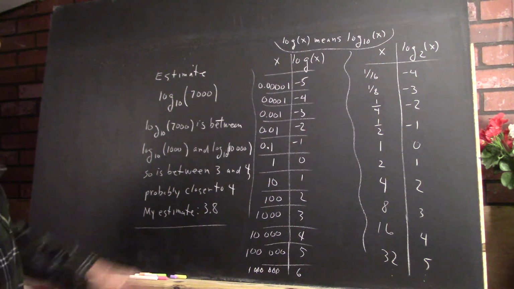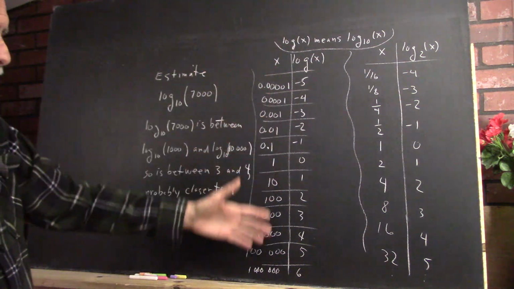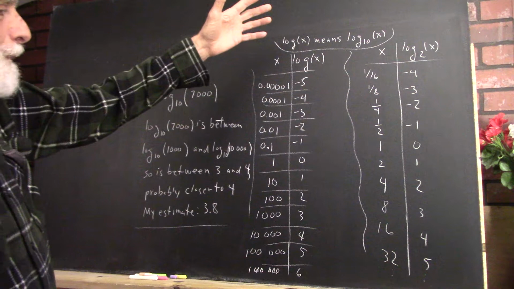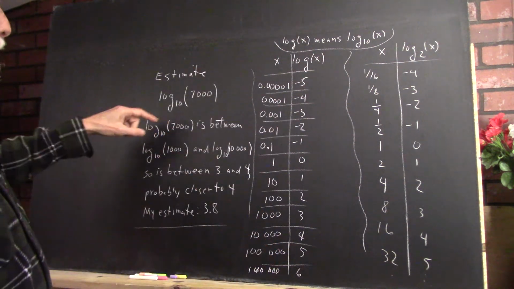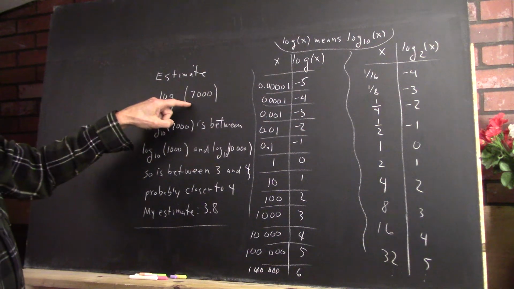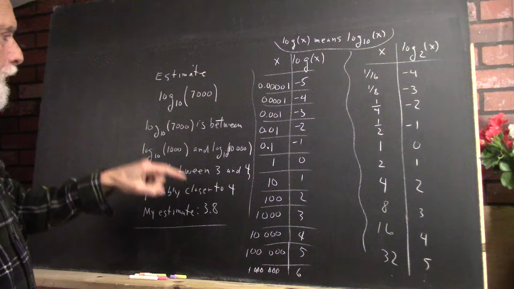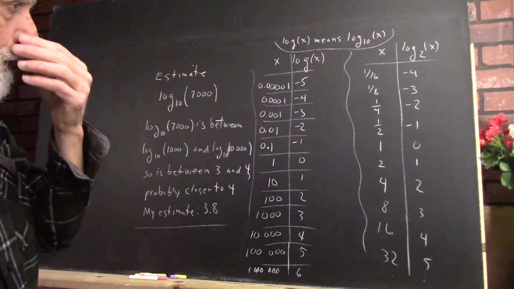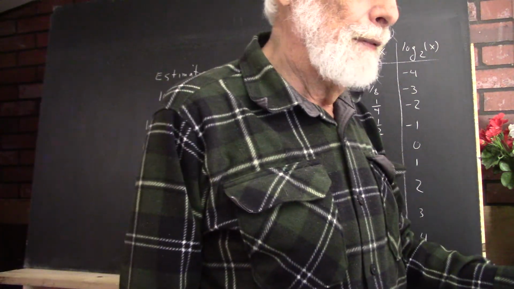Again, just the idea of understanding that this is a log table. Once you get used to base 10 logs, you don't really need a table to figure out that 7,000 is between 1,000 and 10,000. And the log of 1,000 is 3, log of 10,000 is 4, etc. Okay, well, that's about all I really have to say at this point.